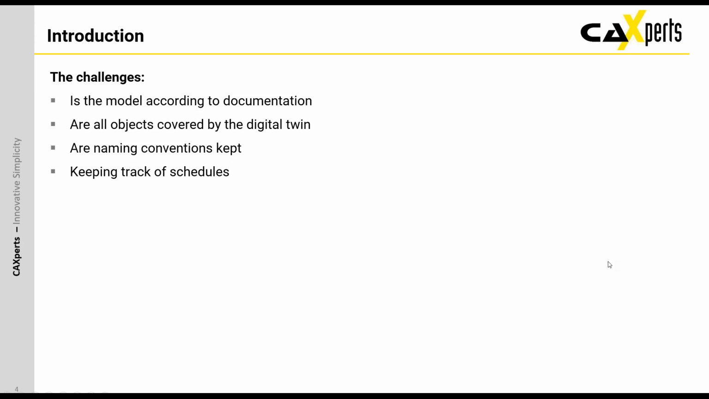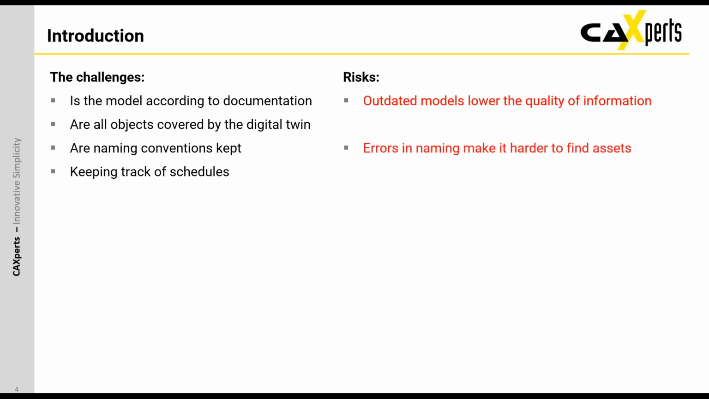Good, so what are the challenges? Is the model according to documentation? So what are the risks? Outdated models lower the quality of information. Are all objects covered by the digital twin, or do we actually have some missing objects, equipments, pipelines? So the risk here is, again, that missing objects lower the quality and the reliability of information, and thus the quality and reliability of a digital twin.